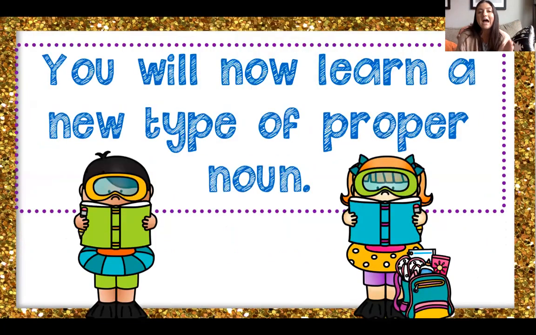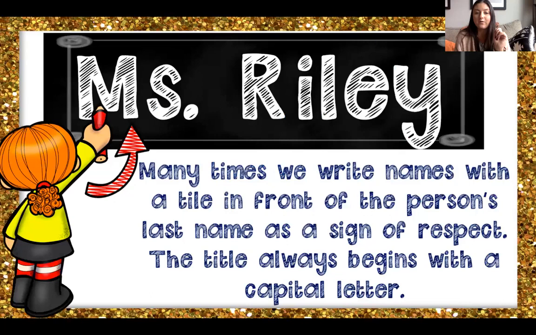Okay, so we're gonna now learn a new type of proper noun. We're gonna learn about titles that we would give people. Many times we write names with a title in front of the person's last name as a sign of respect. The title always begins with a capital letter. You guys don't call me by my first name, and you don't call your teachers by their first names. You call them Miss Catrone, Mr. D, Miss Badman. All of those things show respect for your teacher. Okay, so this one's Ms. Riley.